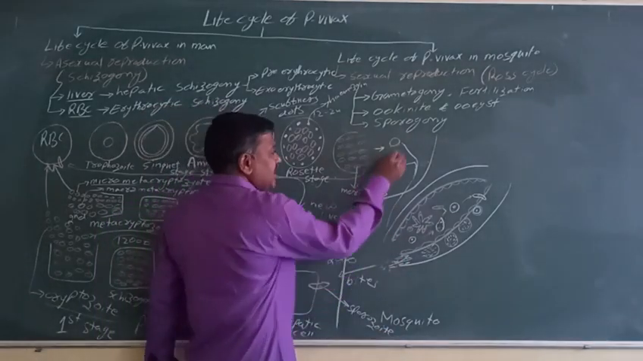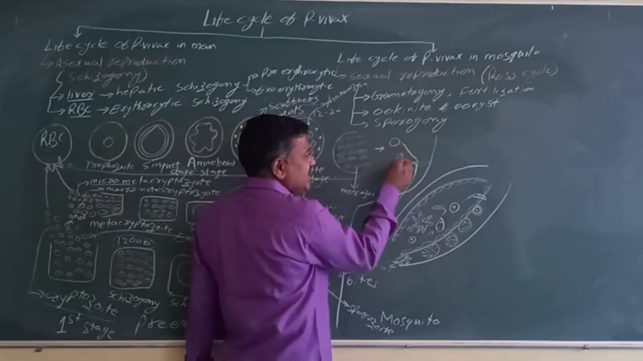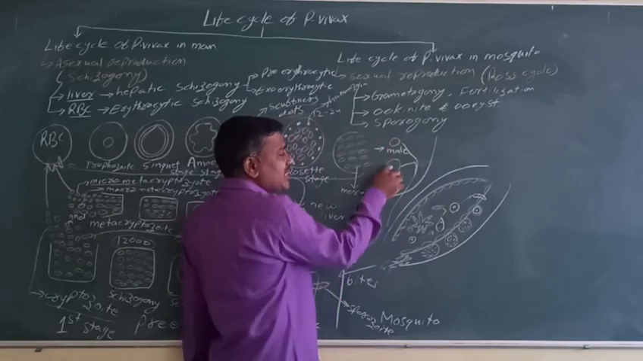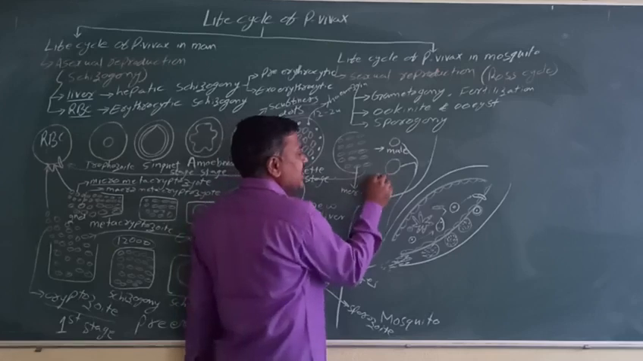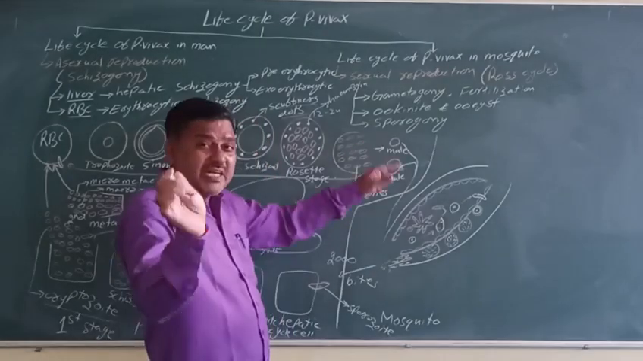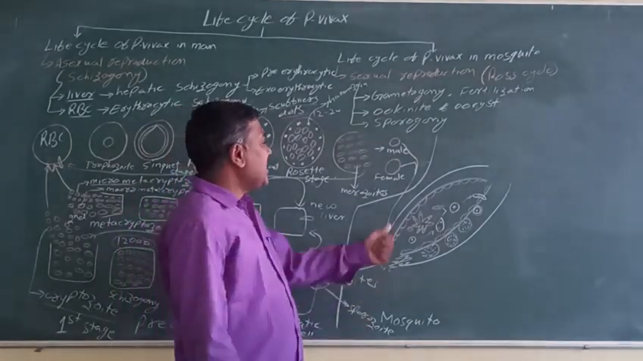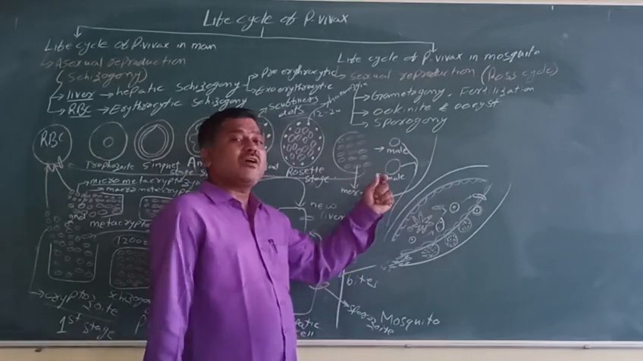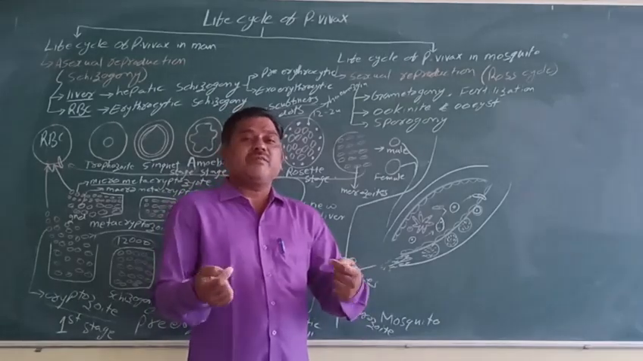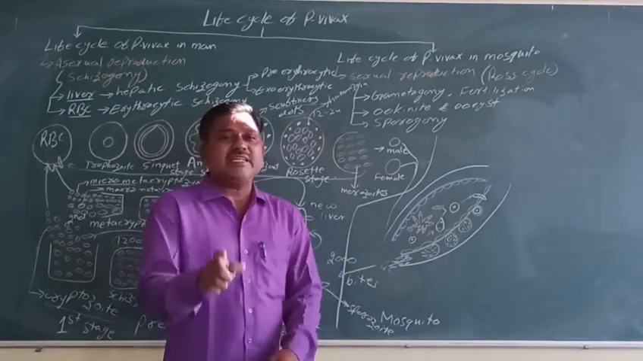So two types of gametophytes are there. One gametophyte is smaller in size, which we call the male gametophyte, and one is larger in size, which we call the female gametophyte. The male gametophyte is also called the microgametophyte, and the female gametophyte is called the macrogametophyte.